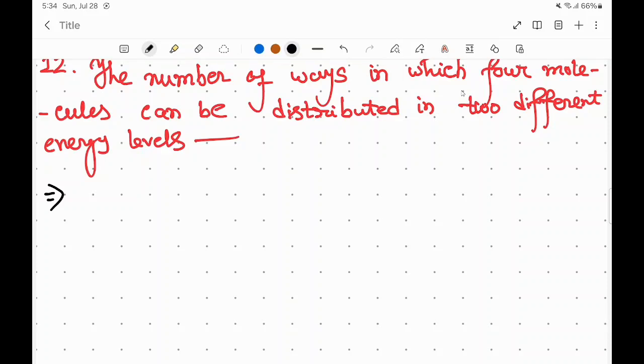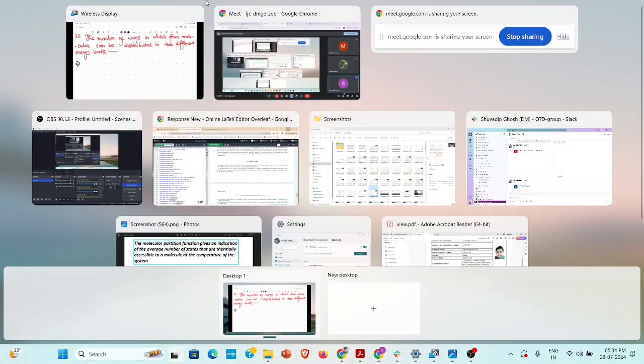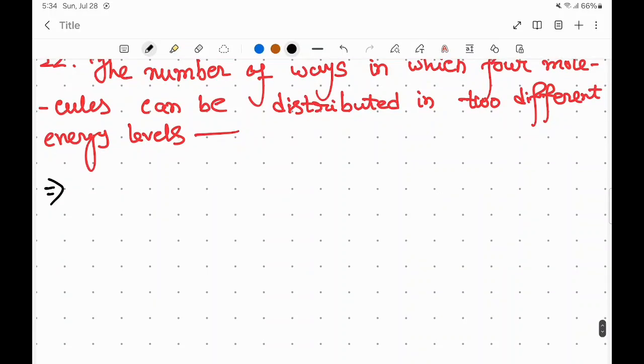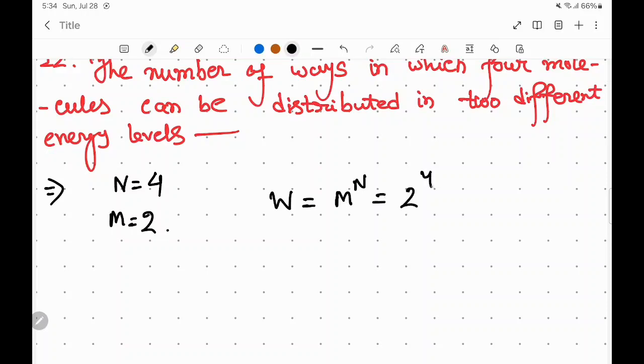No, that is under a certain condition, the condition in which in one particular level there will be only one molecule, but that is not in general, right? So here four molecules are there, so the number of molecules is 4 and the number of energy levels is 2. You know W is m to the power n, so 2 to the power 4, that is 16.